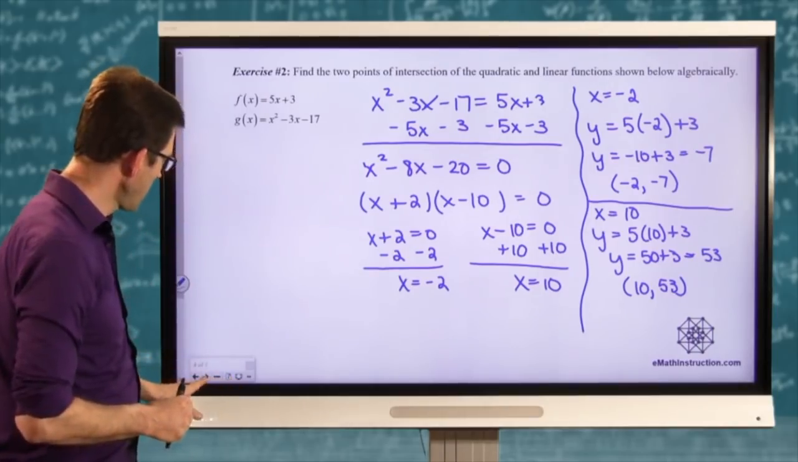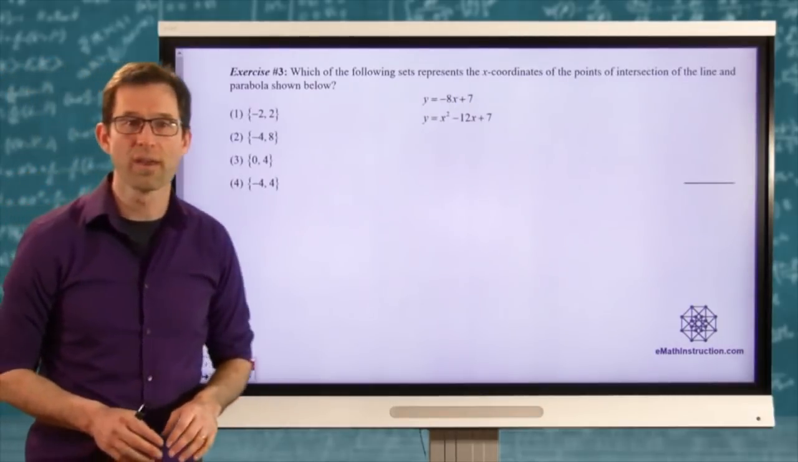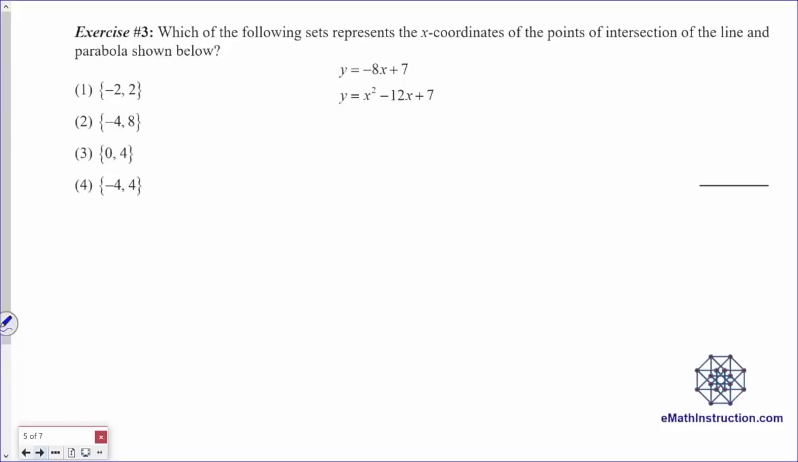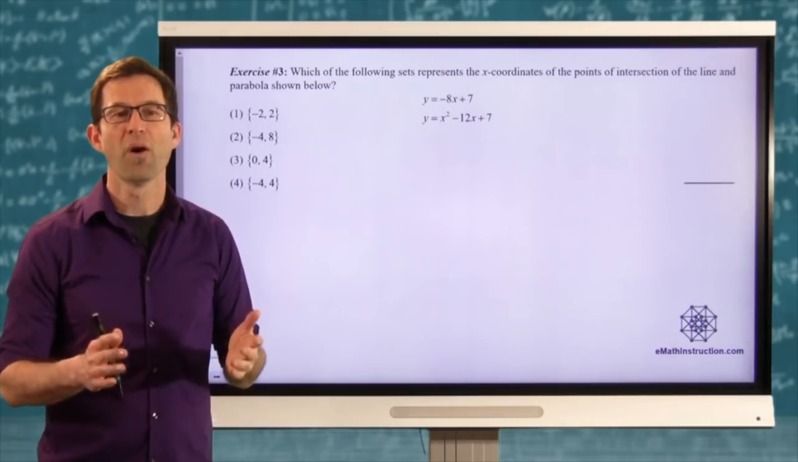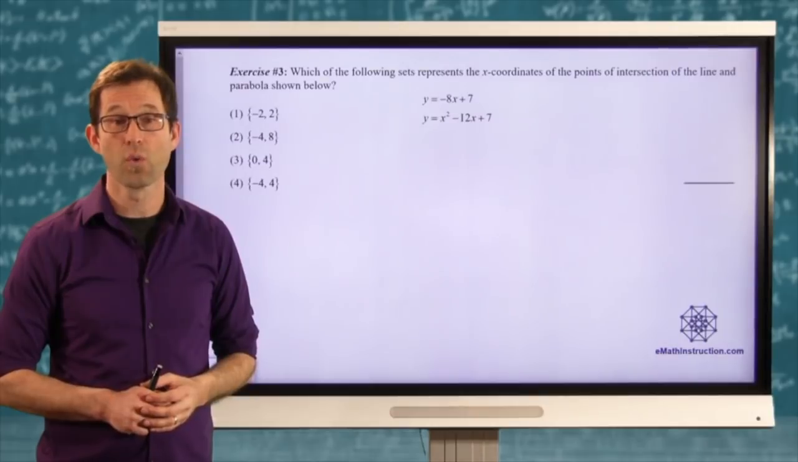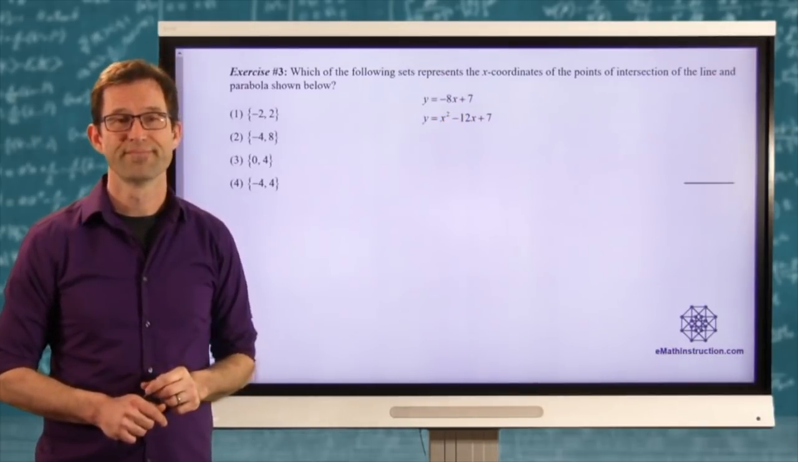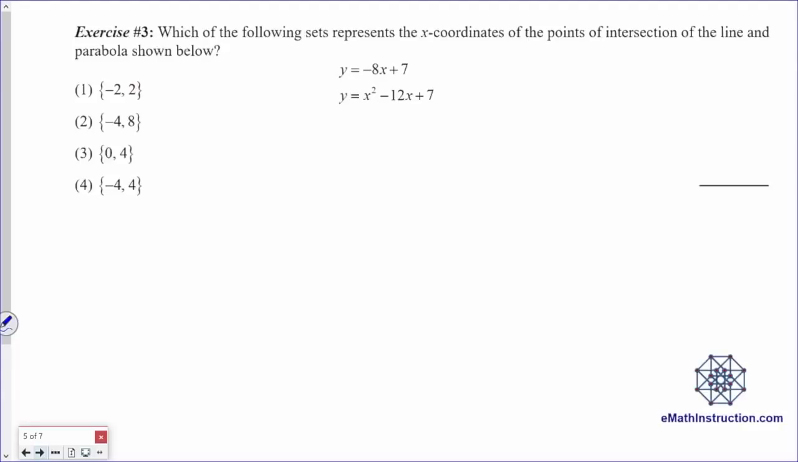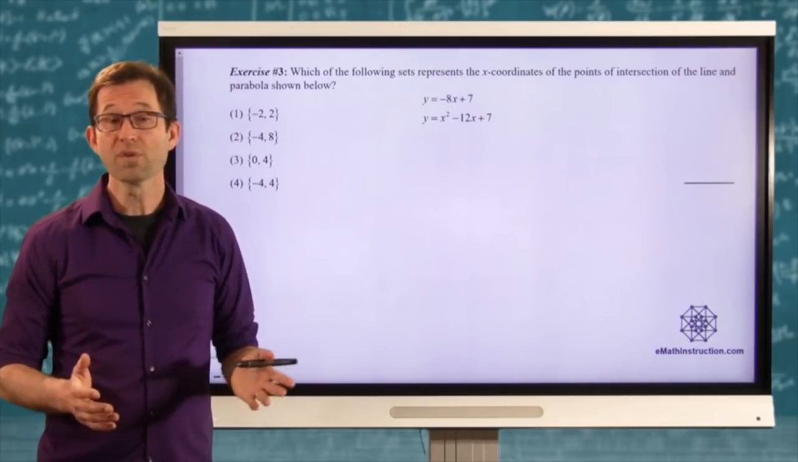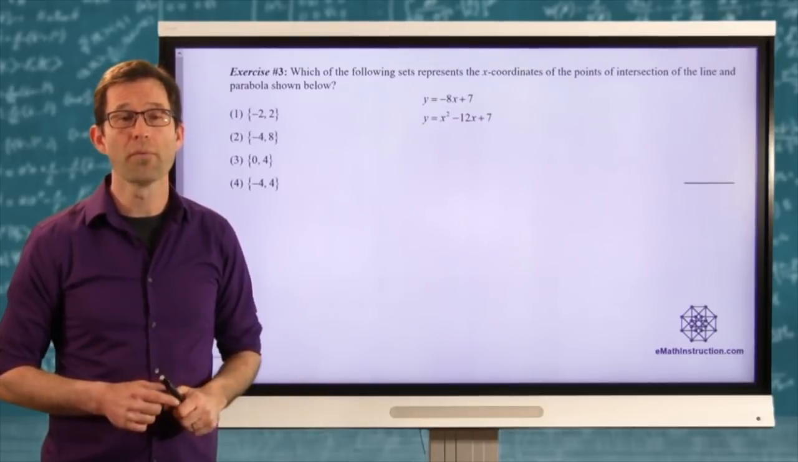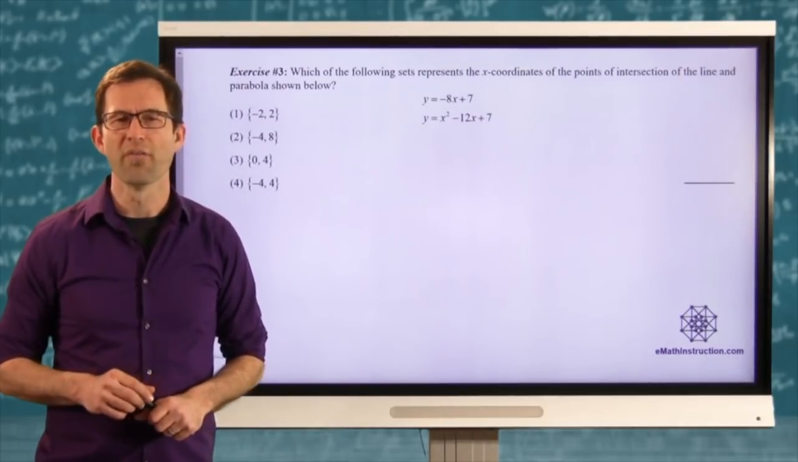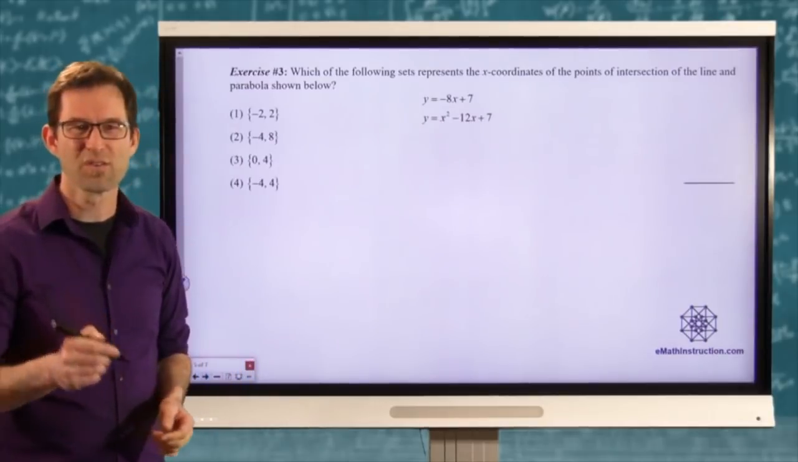All right, let's try a little multiple choice question, a little practice, okay? Exercise number 3. Which of the following sets represents the x-coordinates? So we only need the x-coordinates now of the points of intersection of the line and the parabola shown below. Pause the video now and try to find out which x-coordinates, right, solve the system of equations shown. All right, well, this one's no different than the last one or the one before that, although the factoring may have thrown you off, the zero product law work. So let's take a look.